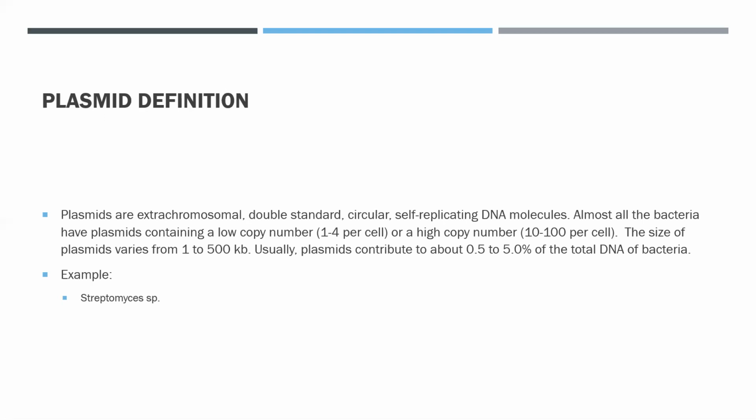Usually, plasmids contribute about 0.5 to 5.0% of total DNA of bacteria. Example, Streptomyces bacterial species.